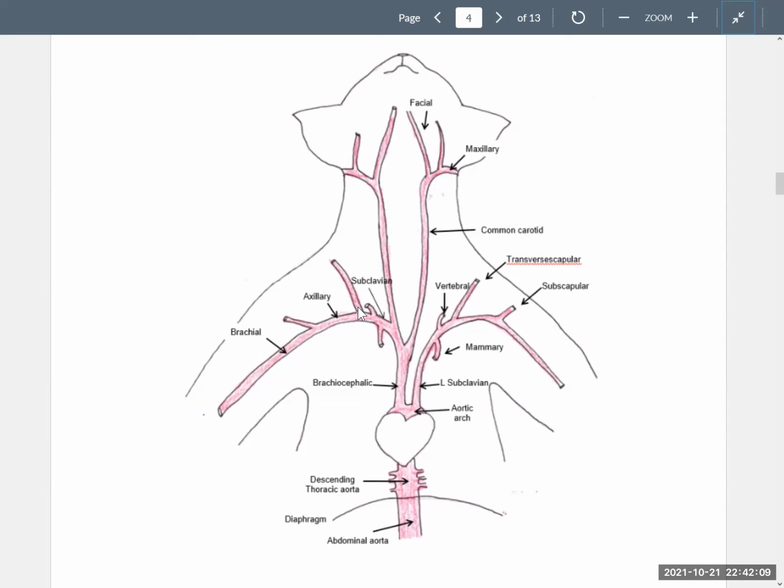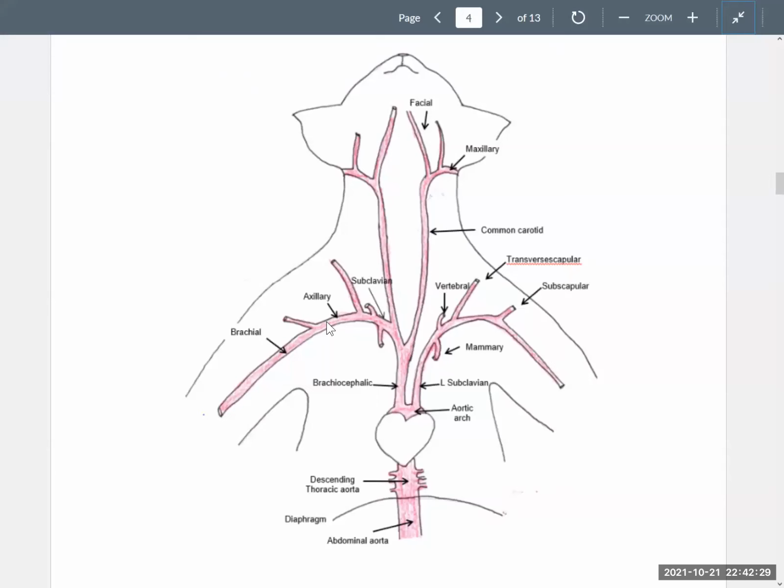Once we've found the transverse scapular, we'll cut across and exit the main part of the body. We'll exit the thoracic cavity. We know we have exited it because we'll feel the ribs. They'll have to have been cut at that point, but we can find it.